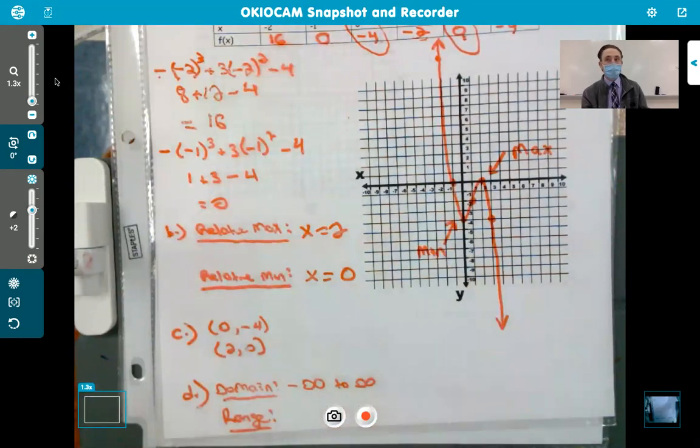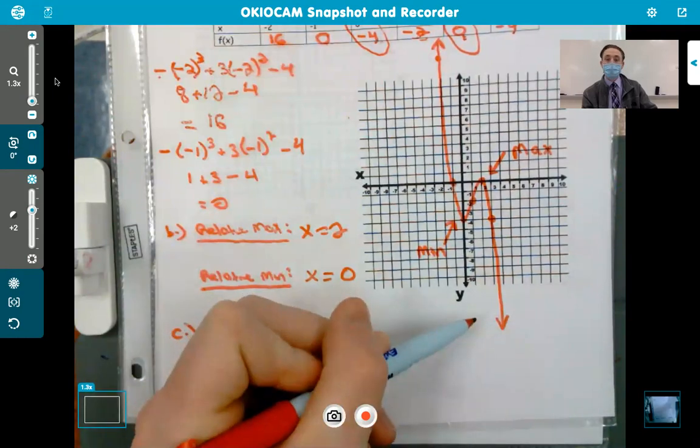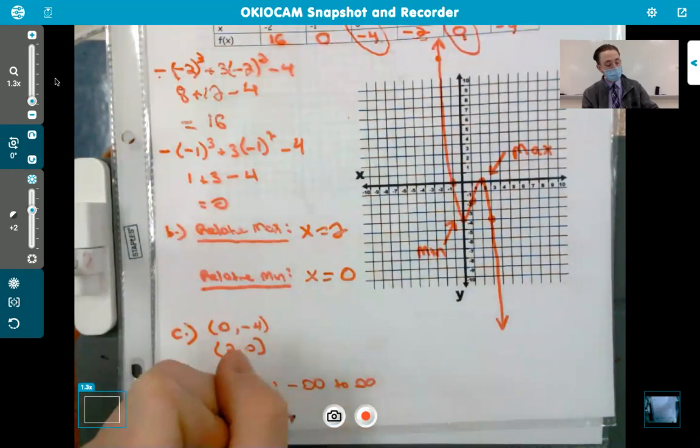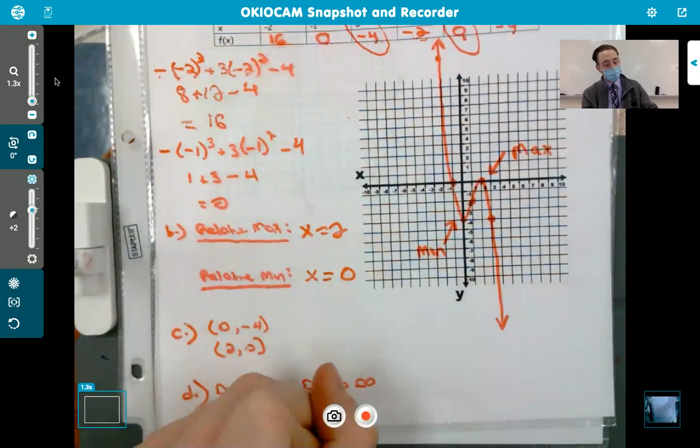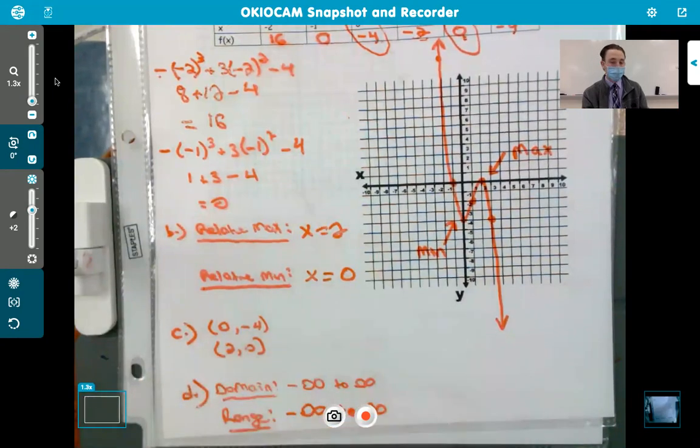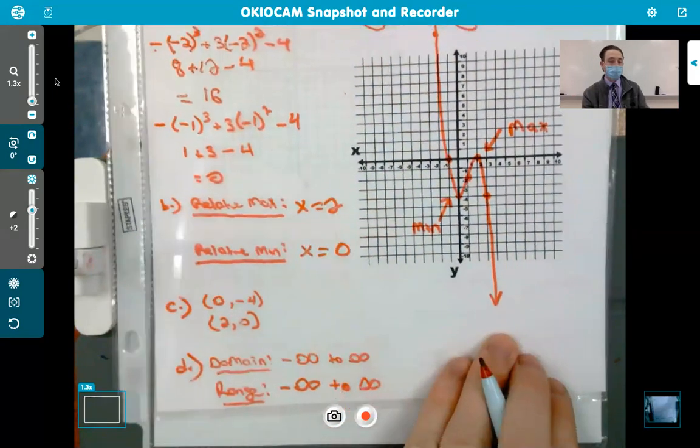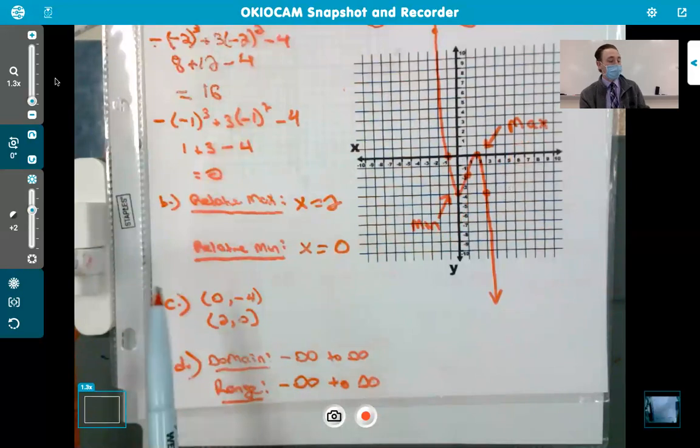So what should my range be? So negative infinity to positive infinity, because you start from the bottom and then you work your way to the top. So negative infinity to positive infinity. Okay. Any questions about part D or anything so far? We have one more question to answer.